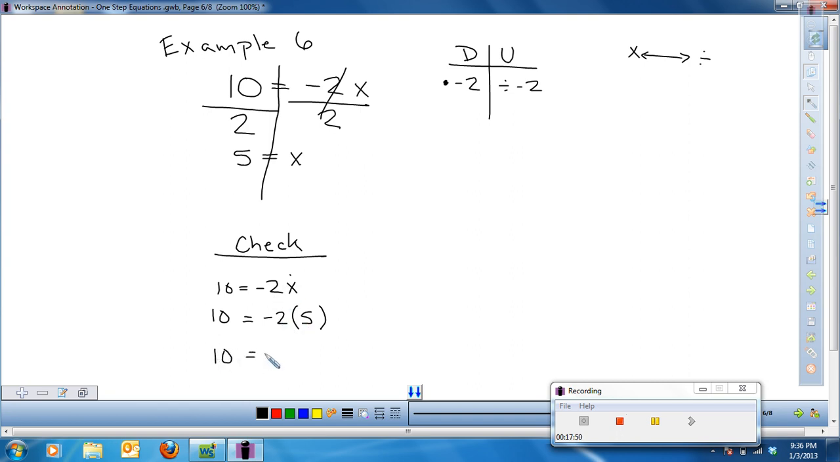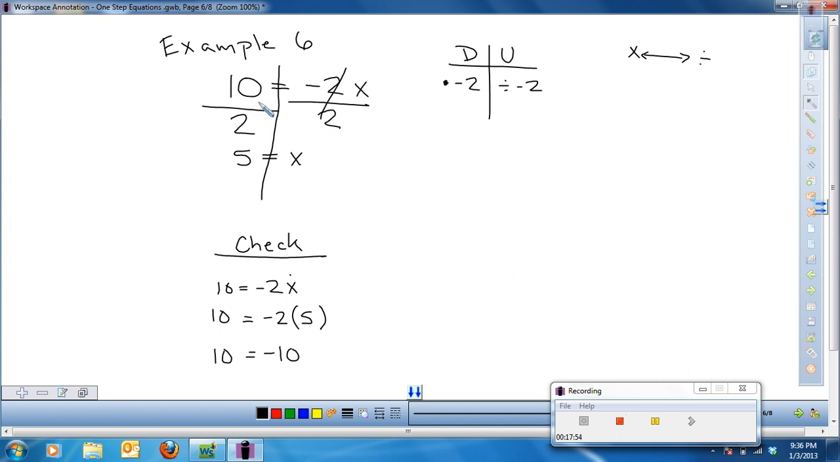-2 times 5 is a -10. I got 10 equals -10. These are not the same. We cannot make a check here. These are not the same. So what we need to do is go back to our work and check.